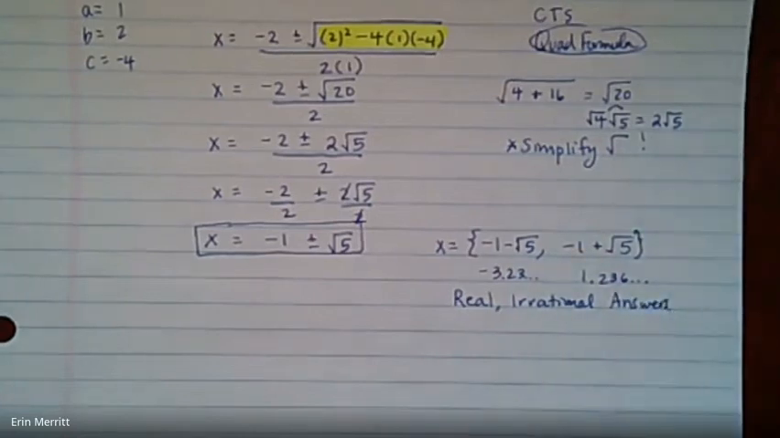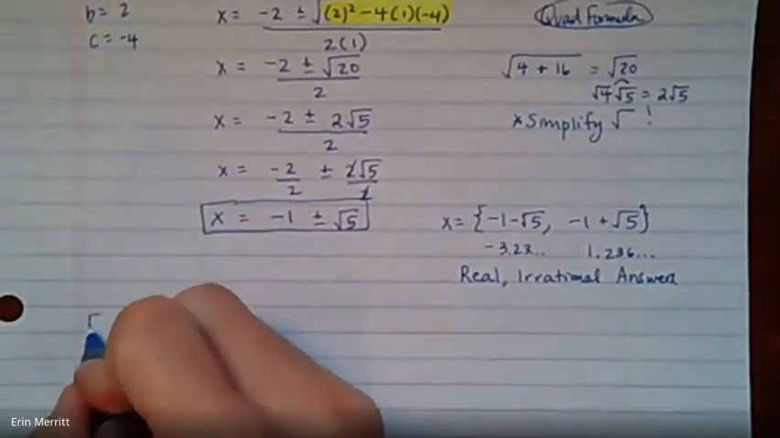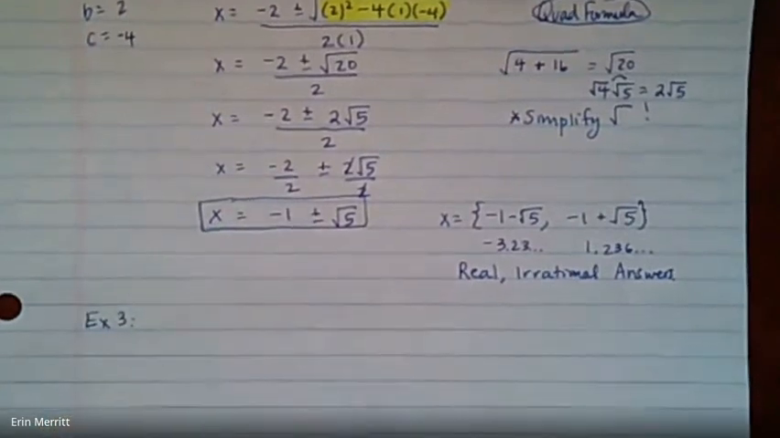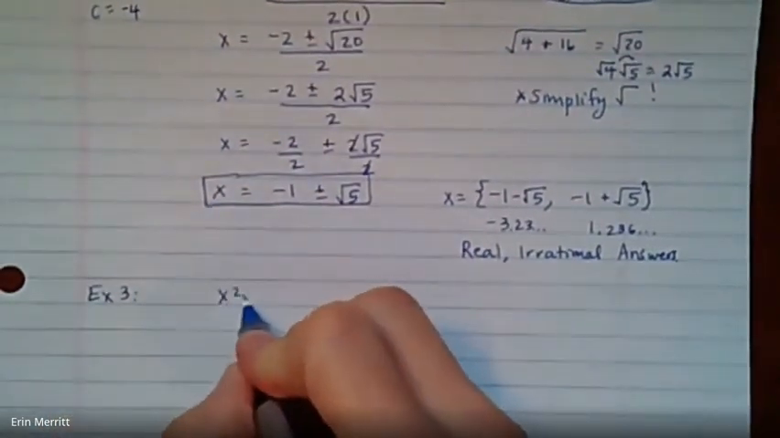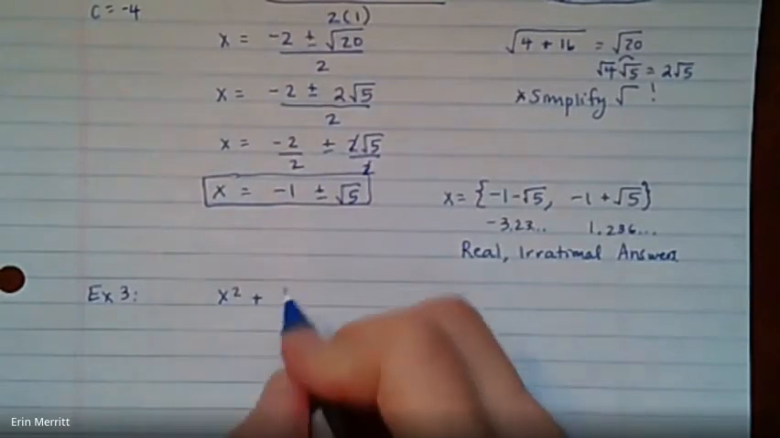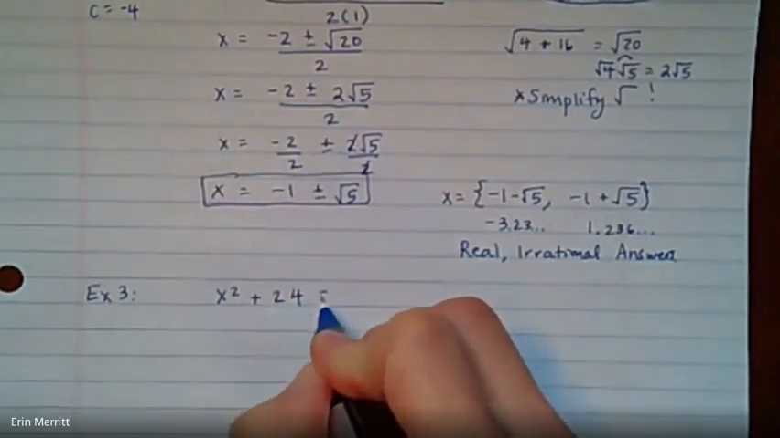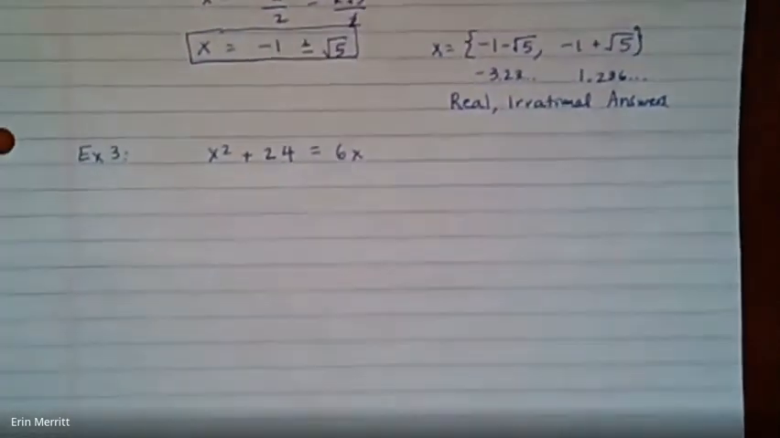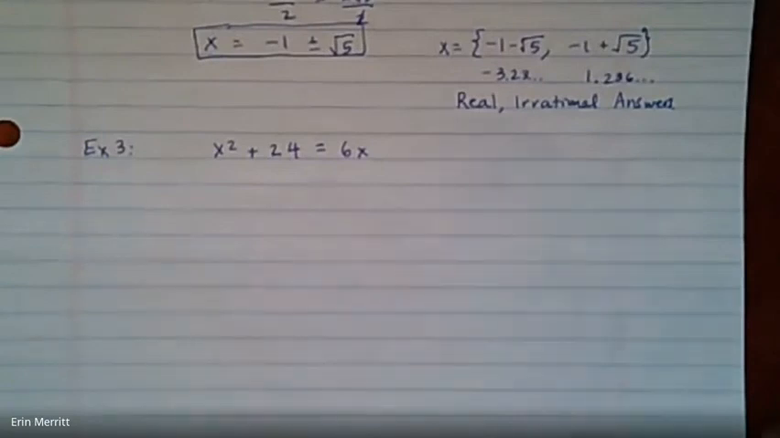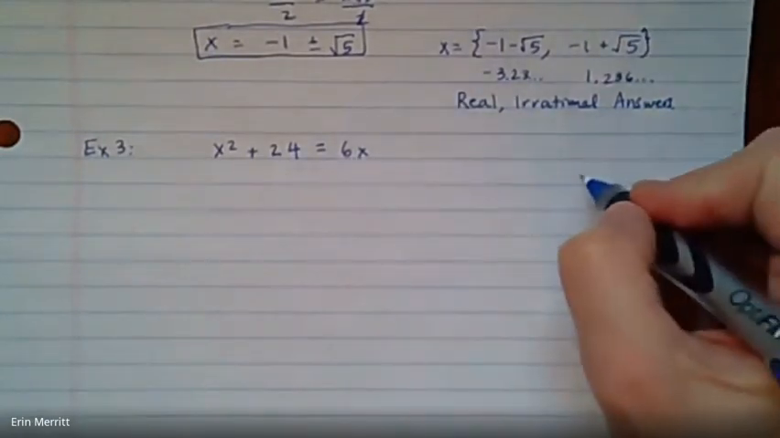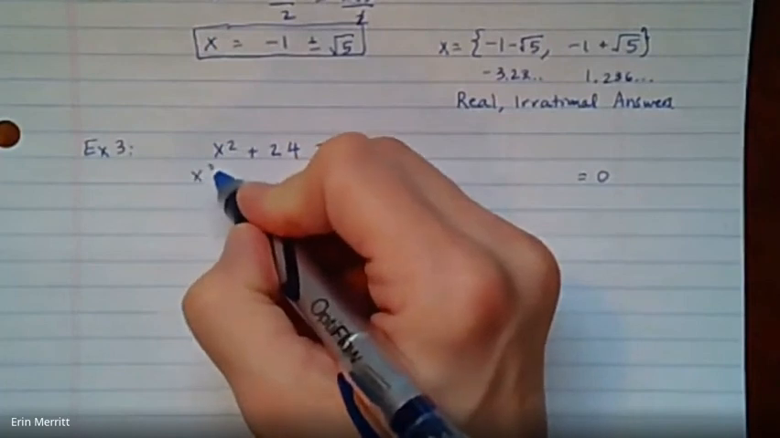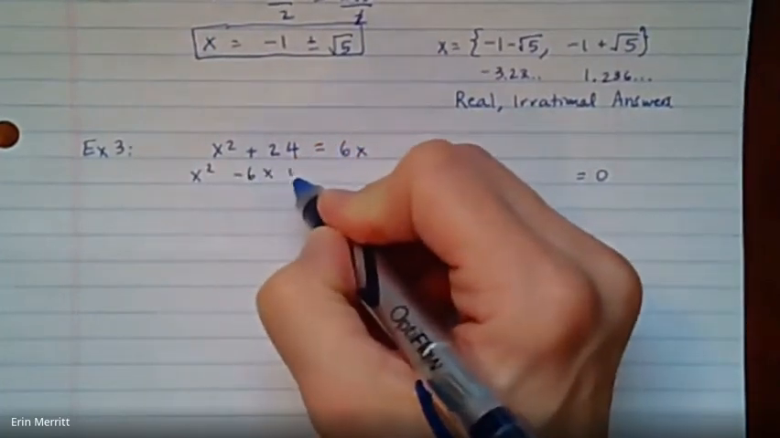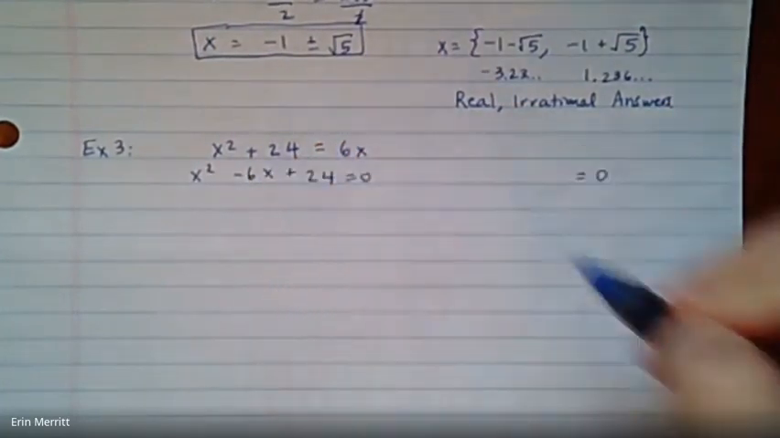All right, let's do one more. So example 3. You're going to start with x squared plus 24, and then equals 6x. All right, just like last time, let's move it over so that everything is equal to 0. So we would get x squared minus 6x plus 24 equals 0.